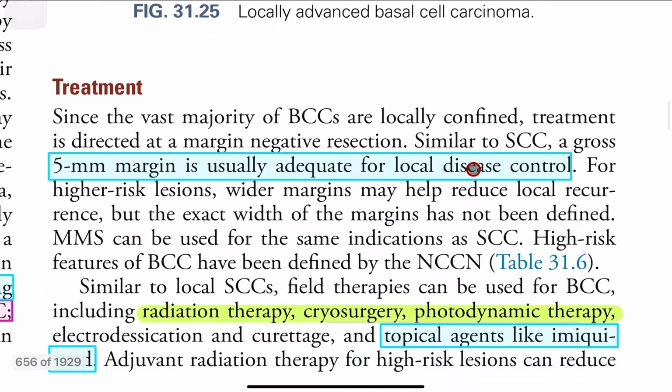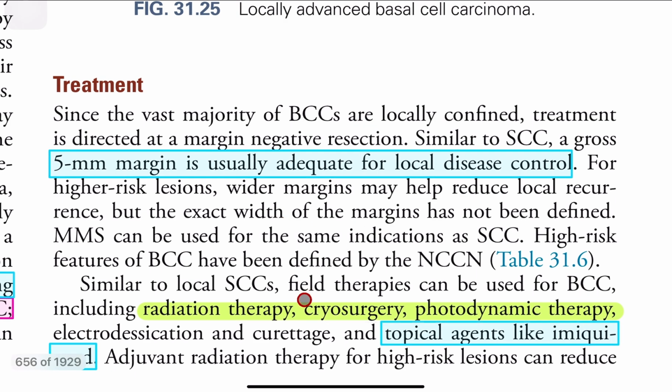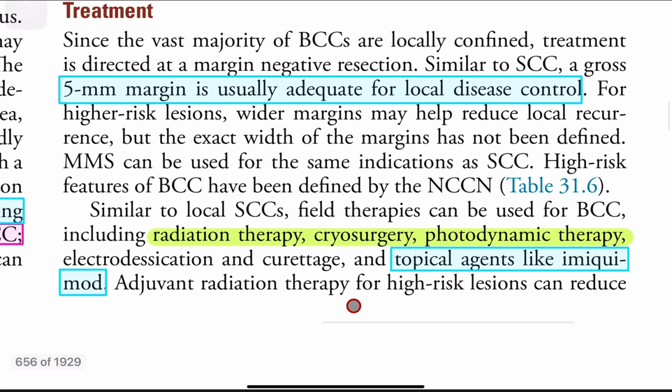And the treatment will be surgical, mostly negative margin resection, and the margin will be 5 mm, mostly say 4 mm. You will see when we discuss Bailey and Schwartz. Okay. So 4 mm is adequate, but in Sabiston it's written 5 mm. We are discussing from Sabiston, 21st edition. And then you can also go for radiation, cryotherapy, photodynamic therapy, and topical agents like imiquimod.